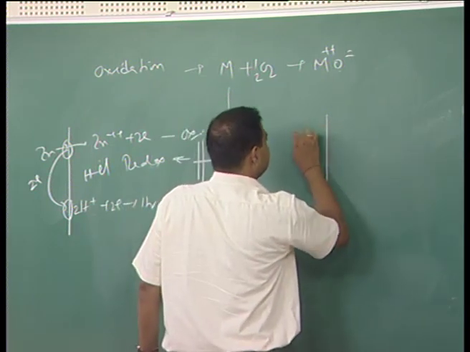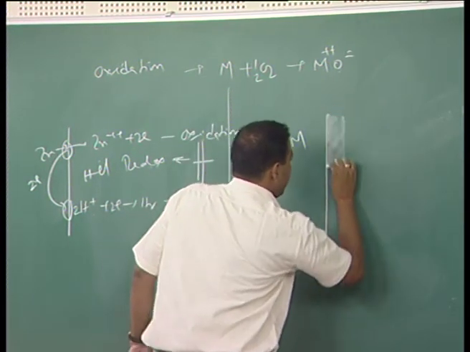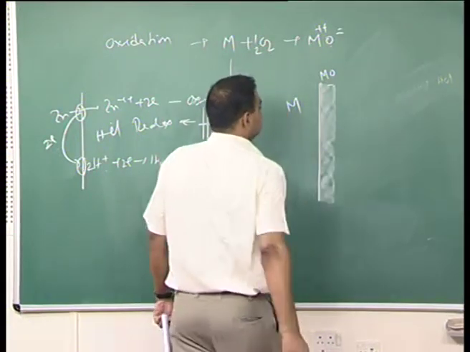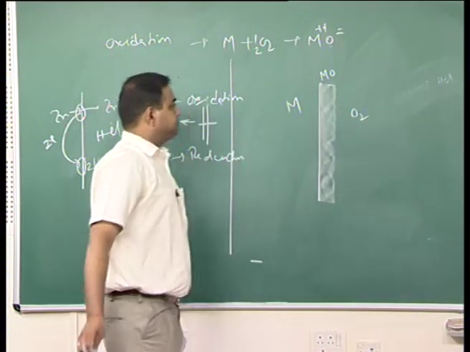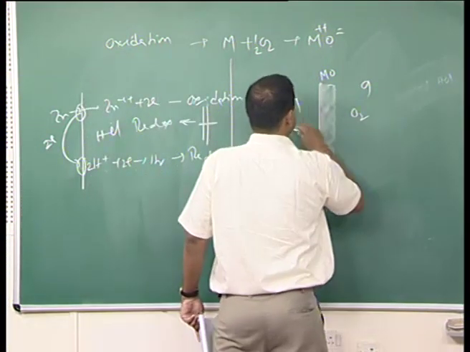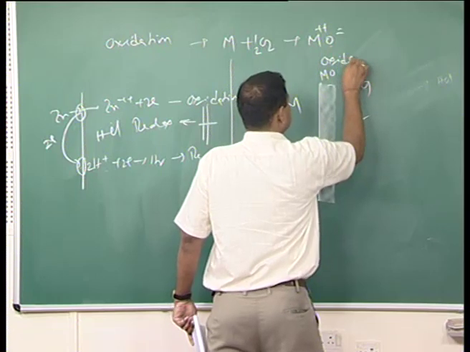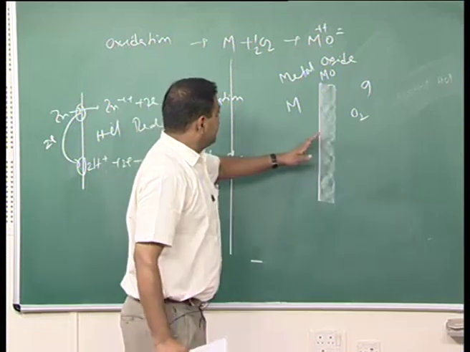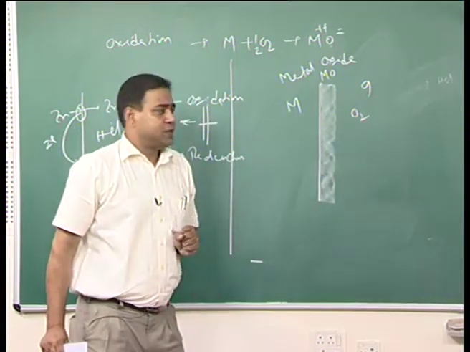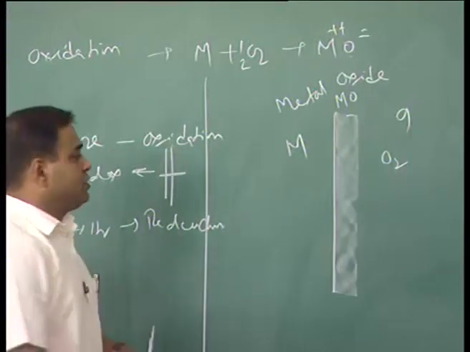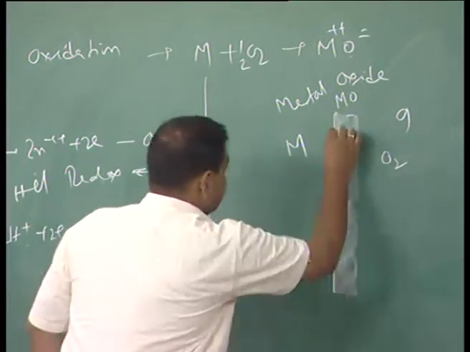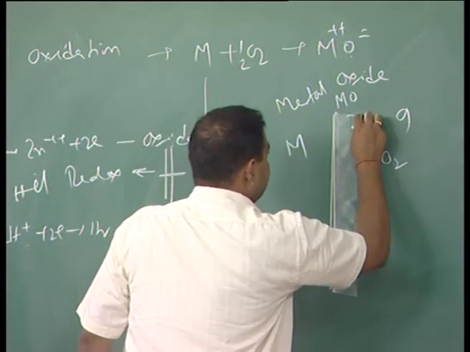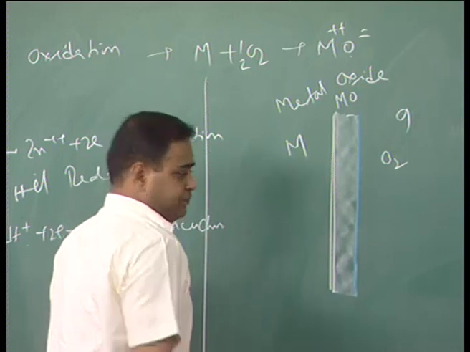Now this is the metal surface. Let's say we have an oxide layer. Now you have MO, and you have oxygen here. This is gas, this is oxide, this is metal. Now you have two distinct interfaces. One is the metal oxide interface, which is this part, and another one is the oxide gas interface, which is this part.